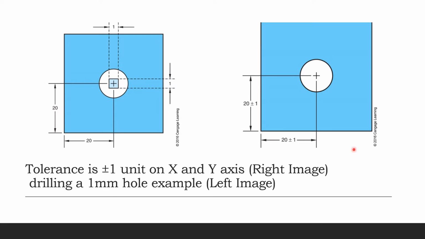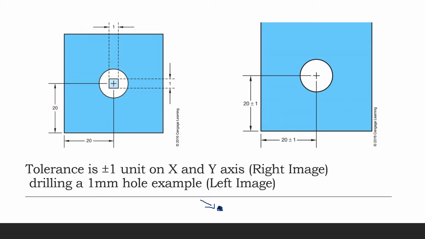This is just showing you an example of what tolerance is in the picture. It'll be a little bit difficult for you to see. What we're doing here is drilling a 1 millimeter hole. If you drill a hole, you're going to have it like that, right? You drill down and then bang. So the size of the hole is 1 millimeter, and you draw it in the left image.